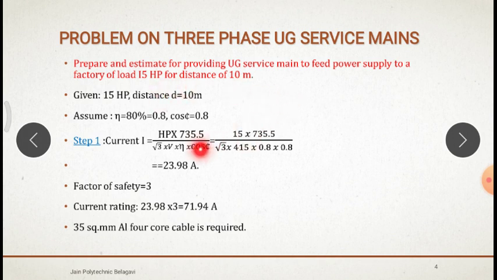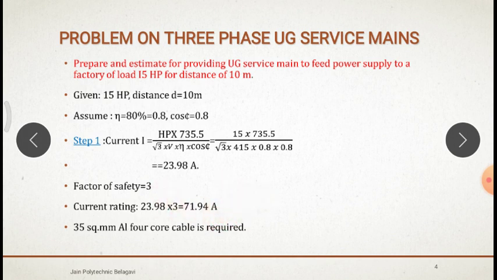If they have not given any efficiency and power factor, you have to assume it as 80%, that is 0.8, and cos phi is 0.8. For that, one formula is there to calculate the current. Current I is equal to HP into 735.5, that is the conversion of HP into watts, divided by root 3 into V into efficiency into cos phi. So 15 HP times 735.5 divided by root 3, V is the voltage 415, efficiency is 0.8 and cos phi is 0.8. If you calculate by calculator, 23.98 amps. Then the factor of safety you take 3. 23.98 into 3, you will get 71.94 amps.